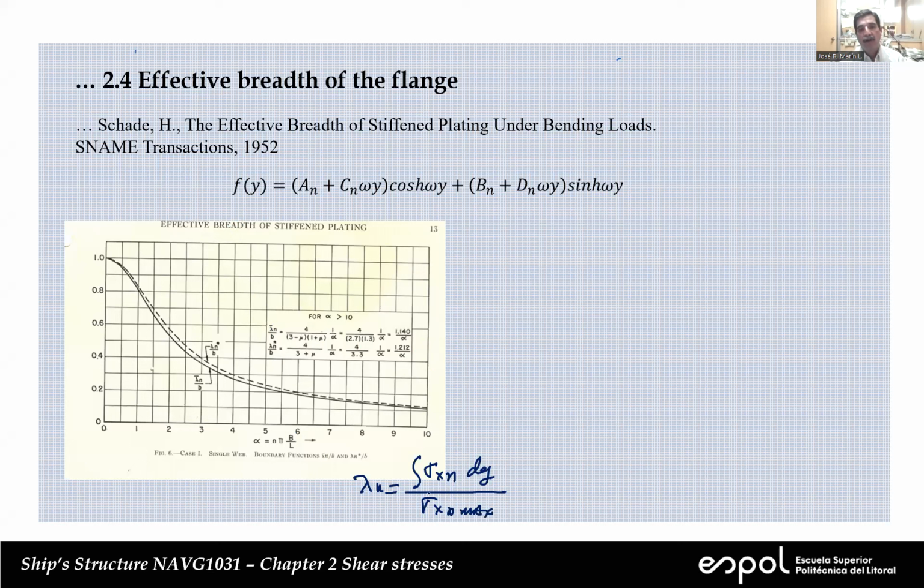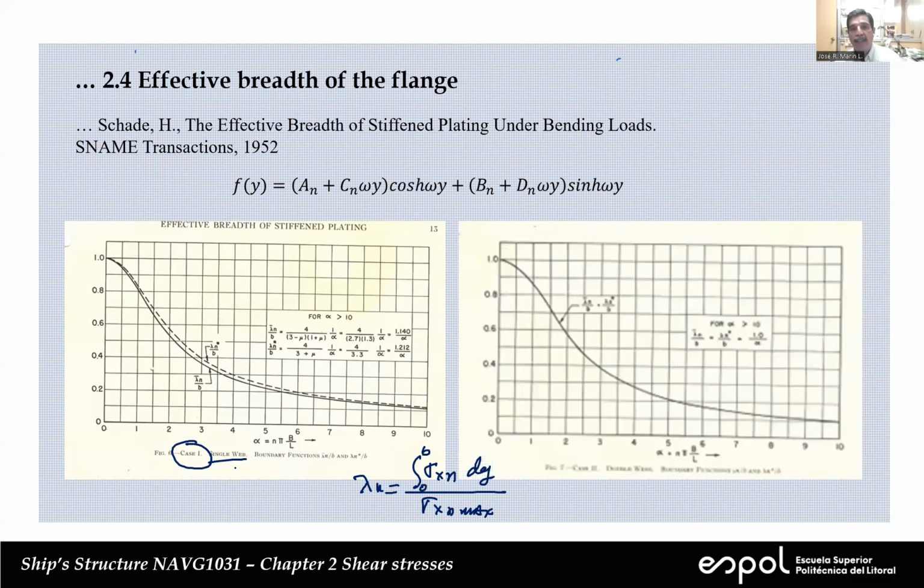Okay, so with these two, he can cancel the a sub n and calculate this term here, completely. But he doesn't find a sub n, he finds a ratio of these two things. This is the integration from 0 to b. So this is for case 1, when you have a single web.